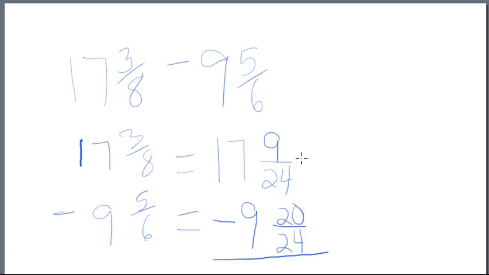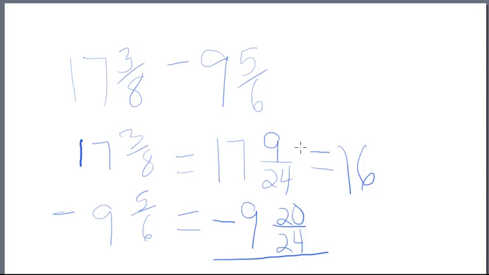So I'm going to do a process called renaming. All I have to do is rename my top mixed fraction. 17 and 9/24, I'm going to rename to 16. All right, how am I getting the 16? I'm simply borrowing 1 from the 17. So that 1 that I borrow from the 17, I'm going to transfer to the 9/24.